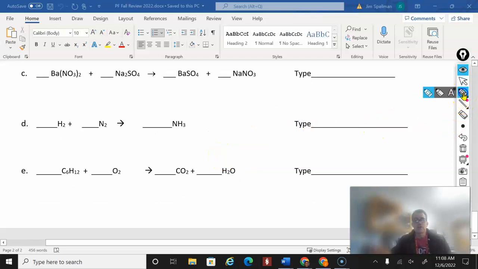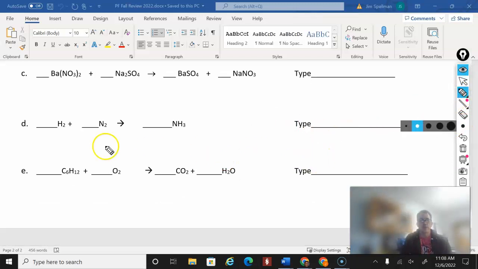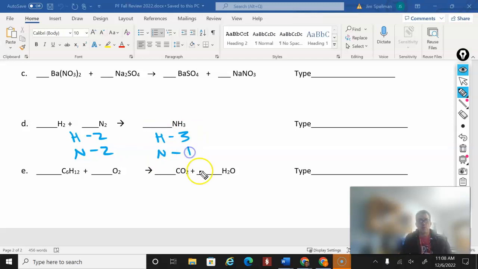All right, and then D, nice and simple. I start with 2 hydrogens. I start with 2 nitrogens. I end with 3 hydrogens. I end with 1 nitrogen. You notice I need more hydrogen and I need more nitrogen. Again, this is a 2 and a 2-3 again.